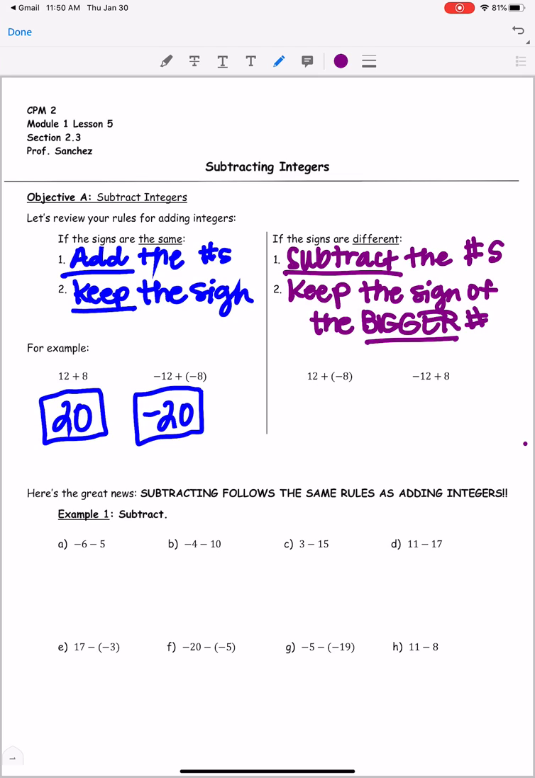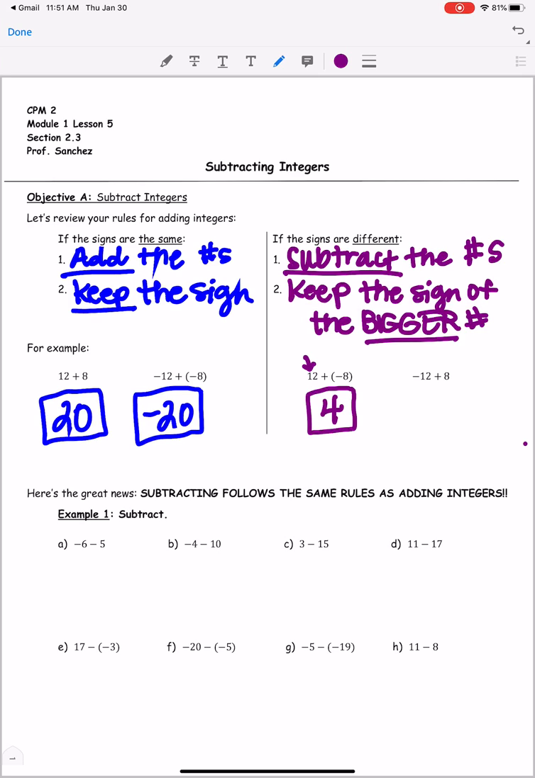So on my examples down here, we have 12 plus a negative 8. So pretend like that's not a negative 8. Because they are opposite, we're going to subtract. So 12 minus 8 is 4. I'm going to keep the sign of the bigger number. Well, 12 is my bigger number and it's positive, so my answer is going to be positive.